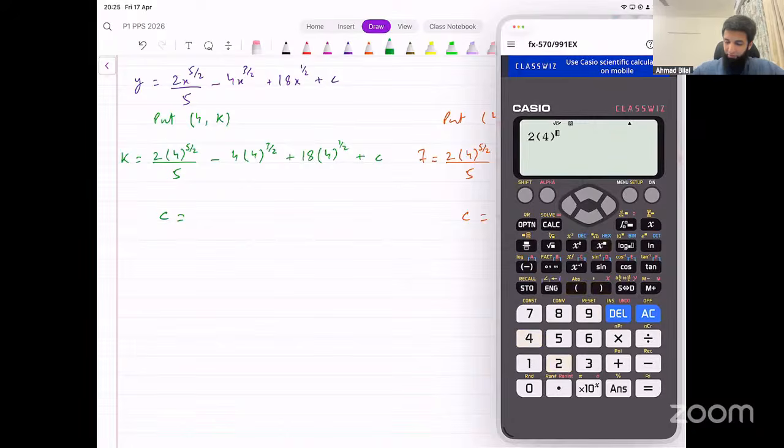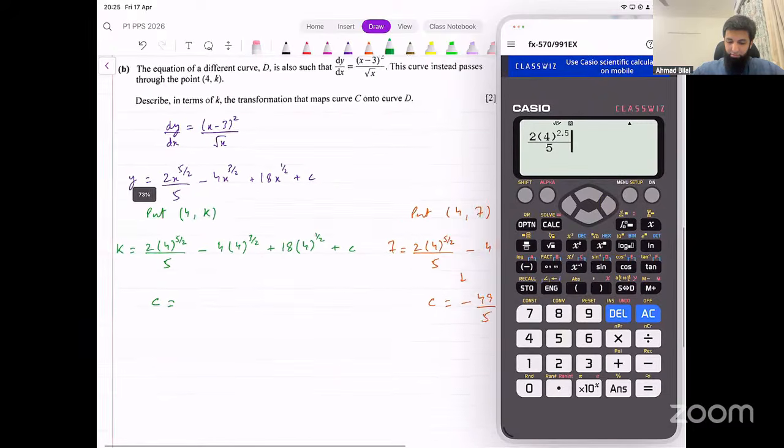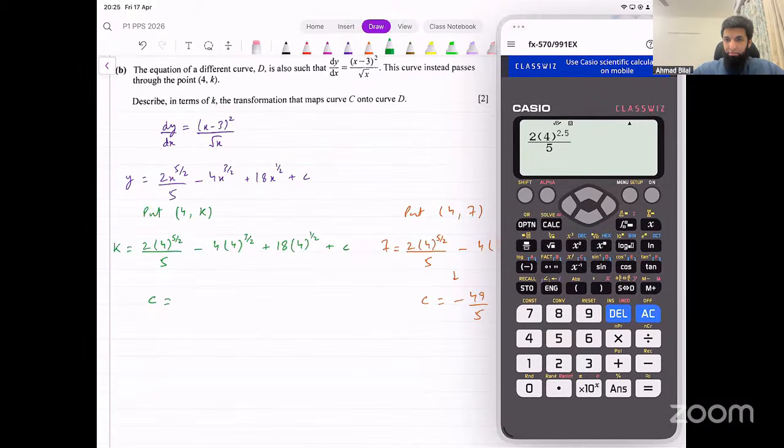2 into 4 raised to power 5 over 2, that's 2.5 divided by 5, minus 4 into 4 raised to power 1.5, plus 18 into 4 raised to power 1 over 2, which is again just 2. This is what this value is, right? When it goes to the other side, it will become k minus 84 over 5. That's the value that we're getting now.